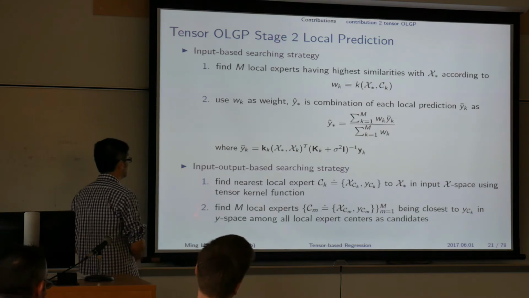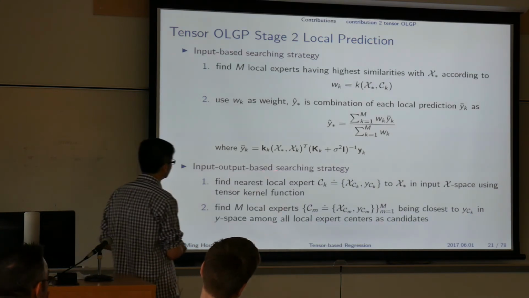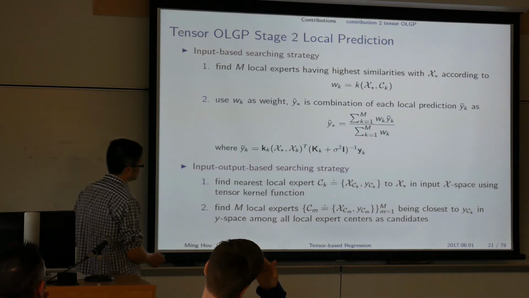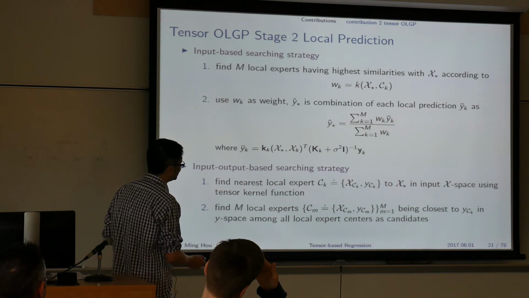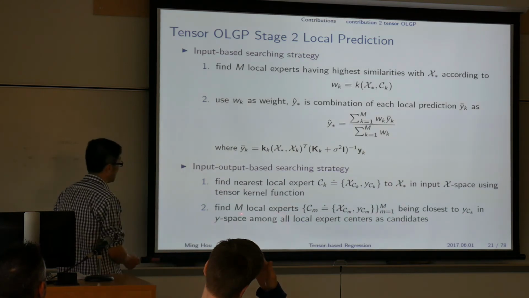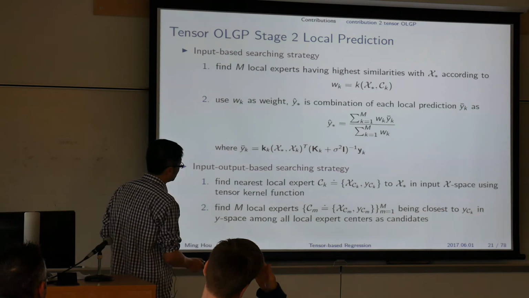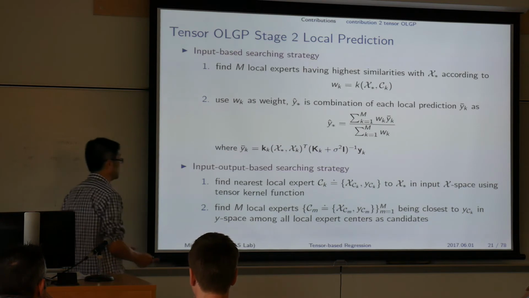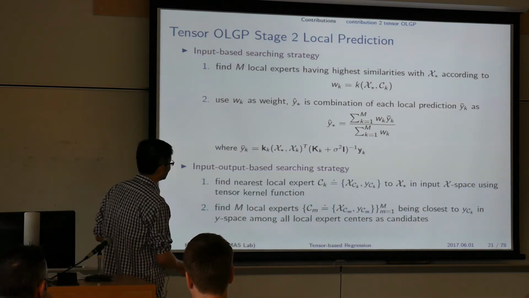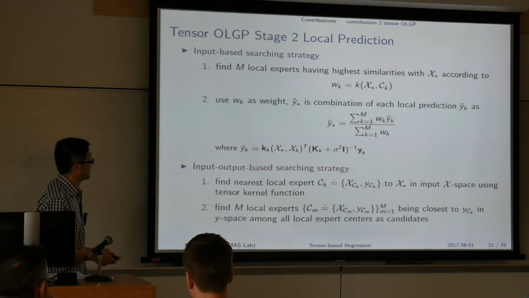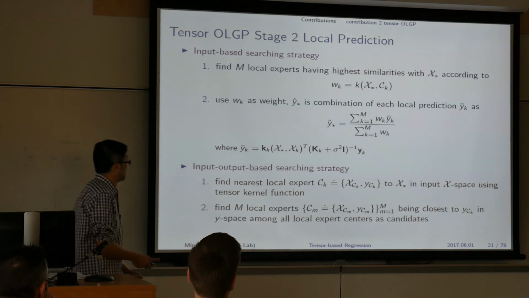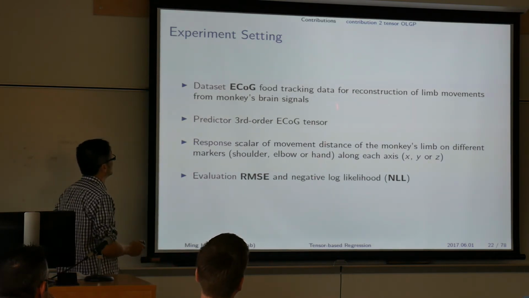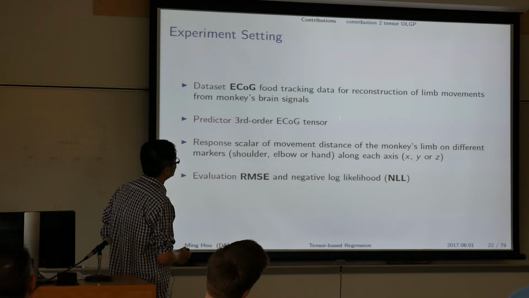The second strategy is called the output-based searching strategy. It considers two steps. The first step is to find the nearest local expert C_K to the test point in the X space. Then we find M local experts nearest to the output Y of this nearest local expert in the Y space as candidates, and then we use the same weighting strategy to combine these local expert predictions.